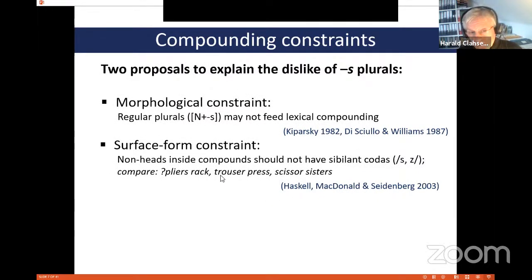So you say trouser press, right? Even though this is a pluralia tantum noun. And there is a pop band some years ago, I guess, they call themselves Scissor Sisters, right? Reducing the S inside compounds. So if this was a morphological constraint, there's no need to say Scissor Sisters or trouser press, and there's no explanation for why this is unacceptable. So they say this has a surface explanation and this morphological constraint is not needed. Okay. So this is the controversy concerning the S plurals.